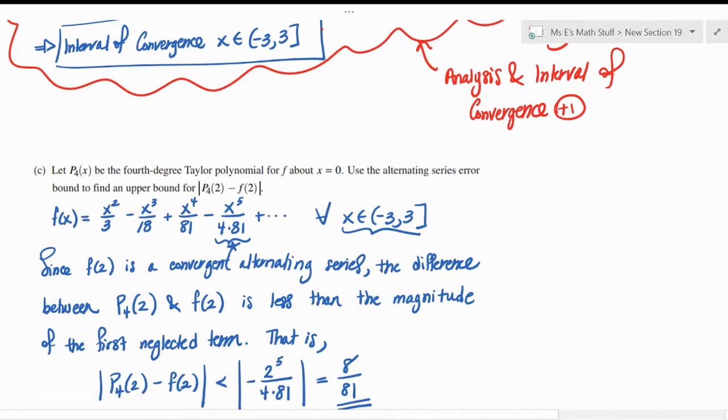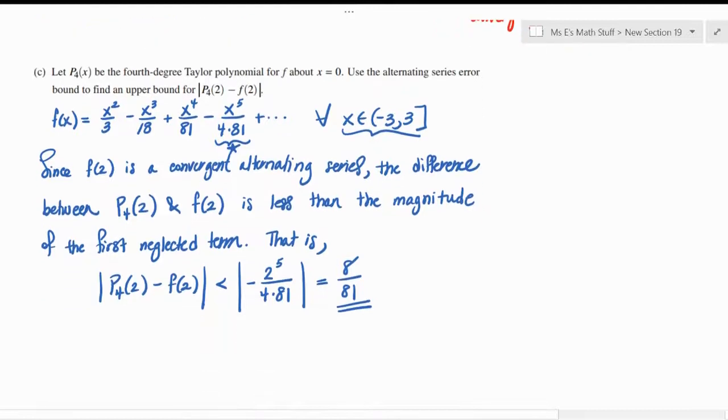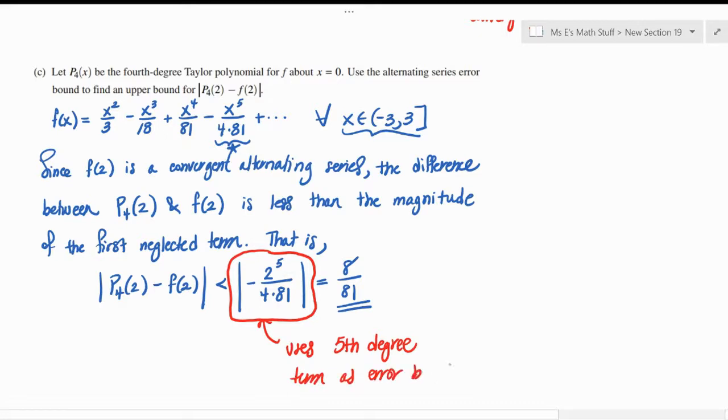All right, now for part C, there are 2 points available for part C. 1 point is for using specifically the 5th degree term as your error bound. And then the last point is for getting that answer.